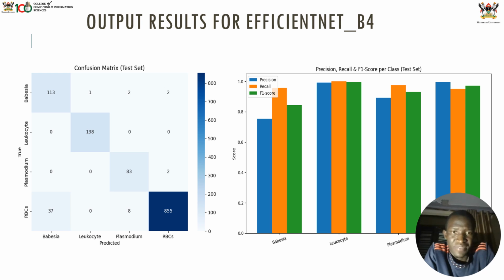Leukocytes actually achieve near perfect scores across all the metrics, showing an excellent performance. And then the red blood cells also give a higher precision and strong F1 scores, indicating reliable classification in our output. Then Plasmodium has a high recall, meaning most of the true cases are detected, though precision is slightly low. Then for Babesia, it has the lowest precision, suggesting some false positives, but recall remains high.